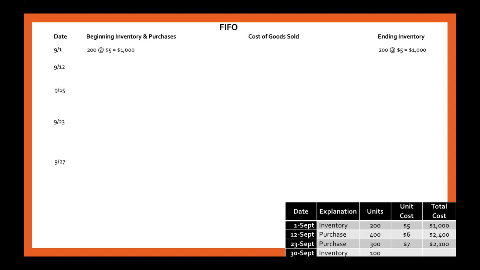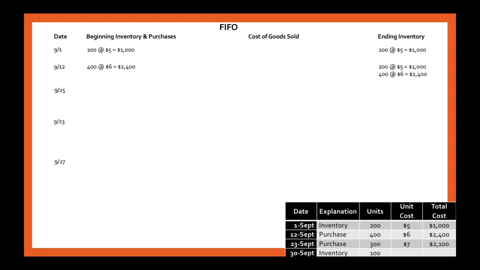Now, on the 12th, they told us that we make a purchase of 400 units at $6 a piece. Well, purchases have to go over in that first column, right? So we will write over in our first column, 400 at $6 equals $2,400, right? Because that was our purchase there on the 12th.